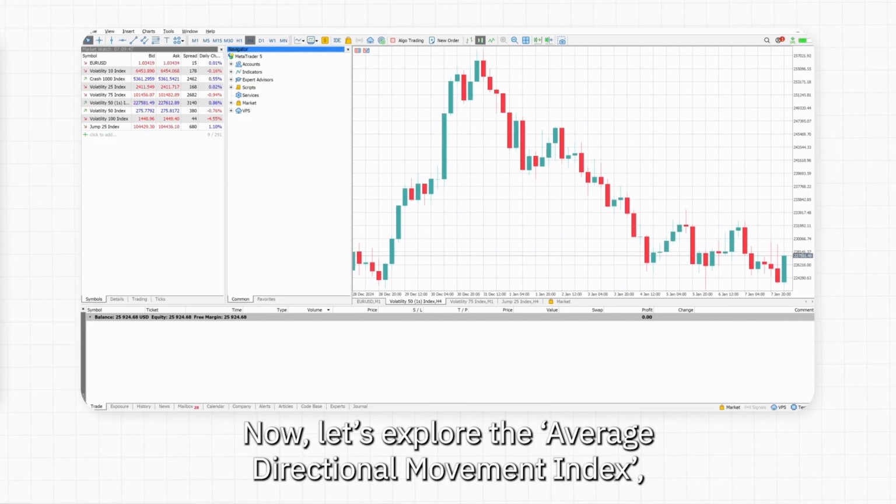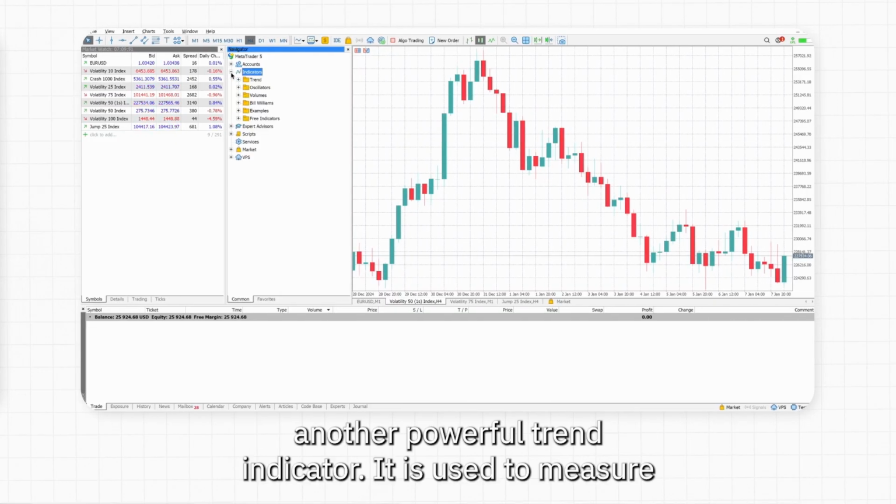Now, let's explore the Average Directional Movement Index, another powerful trend indicator.